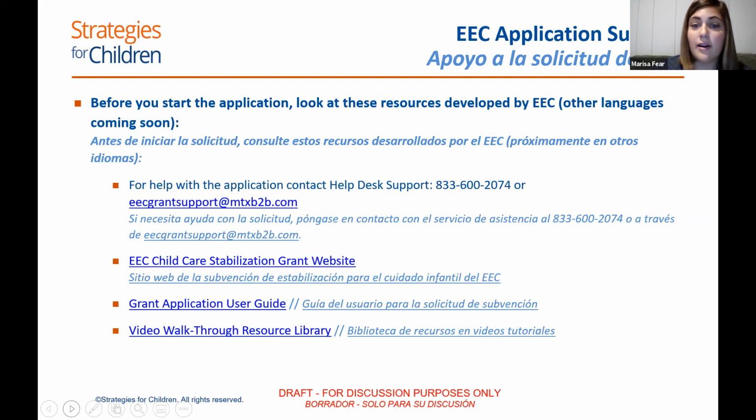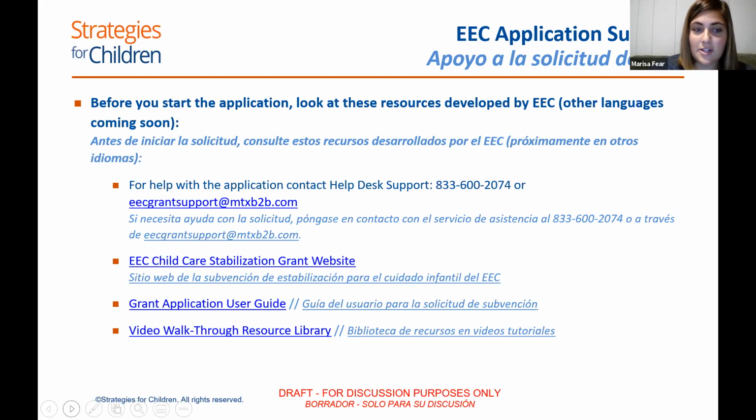The help desk support and the application itself are already available in multiple languages. So you can click on the application and change to the language of your preference. In the application, it asks you how you would like to receive future communications about the grant, and you can indicate there what your preferred language is. And the help desk support is also available in multiple languages. We're still waiting for some of the other resources that I'm about to discuss to be translated, but those three resources are already included in other languages.